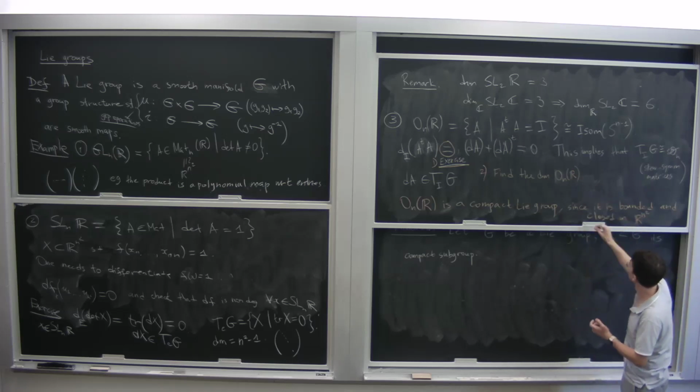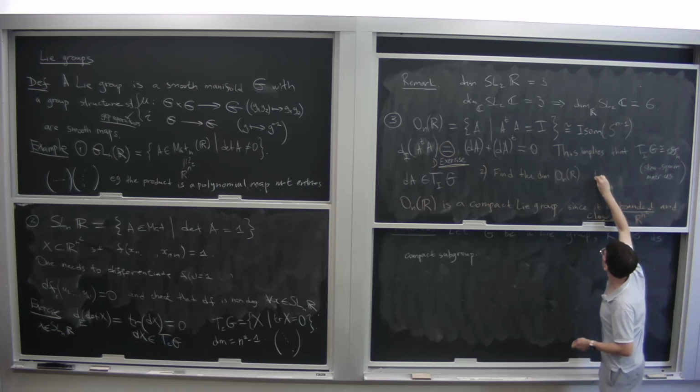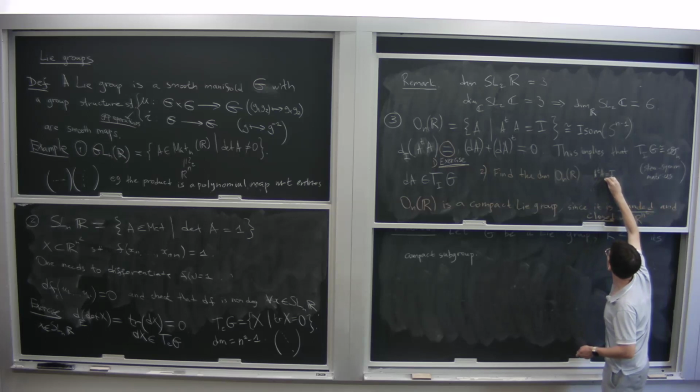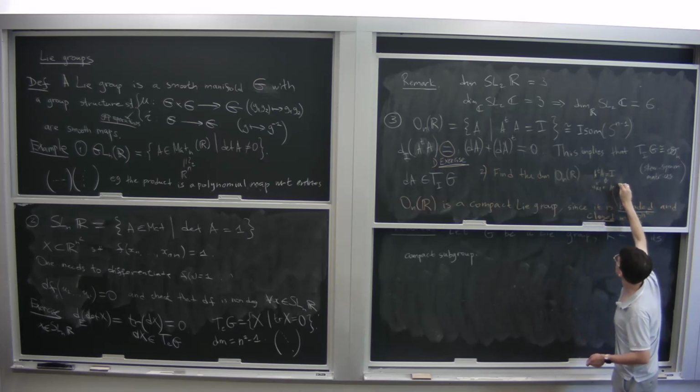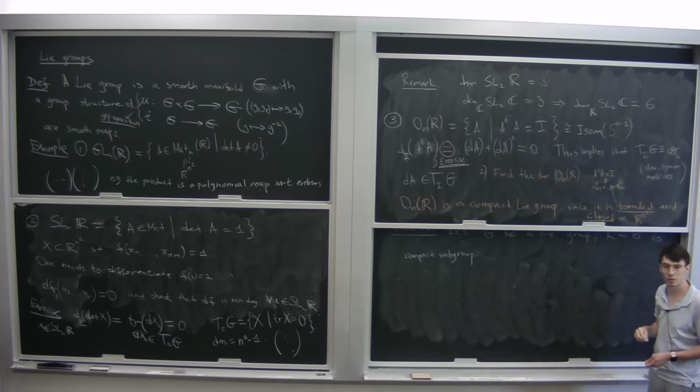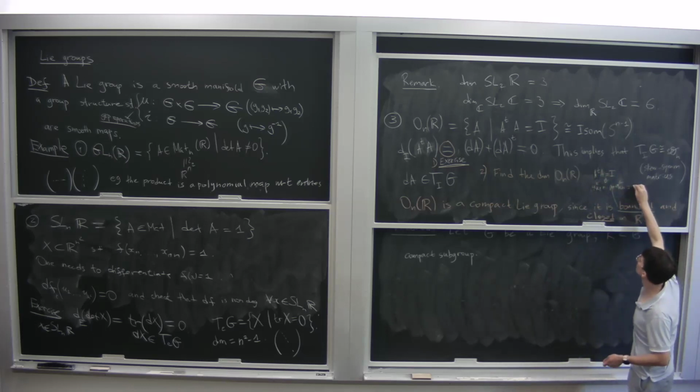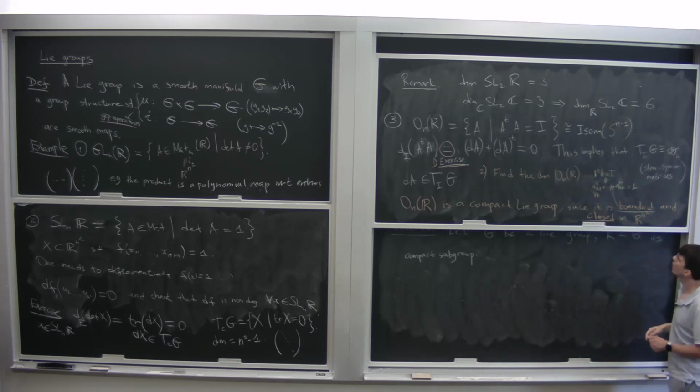Bounded, closed, I explained. Now about bounded. Bounded follows from the fact that A transpose A equals identity, which implies that a_k1 squared plus and so on plus a_kn squared is equal to 1, right, for every k. And that's why it is bounded.